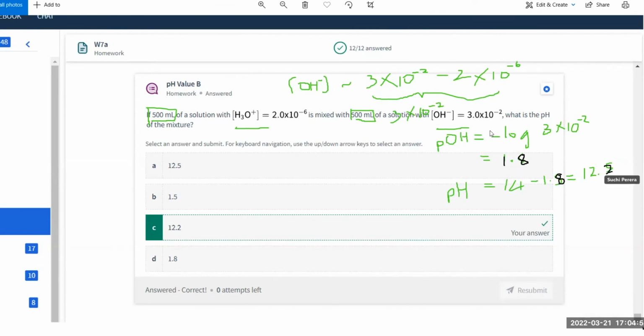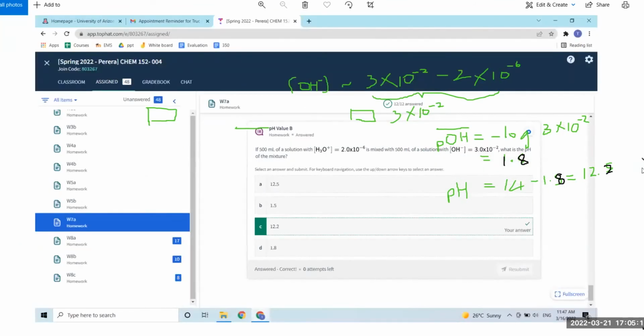I'm glad that we made this mistake because that's going to be a common mistake if you don't account for the volume, right? Yeah. Okay. Nice.